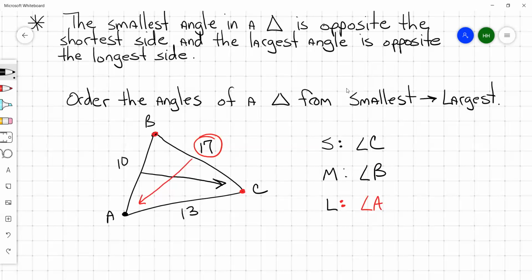All right, so order the angles of a triangle from smallest to largest. It would be C, B, A. Simple enough there.